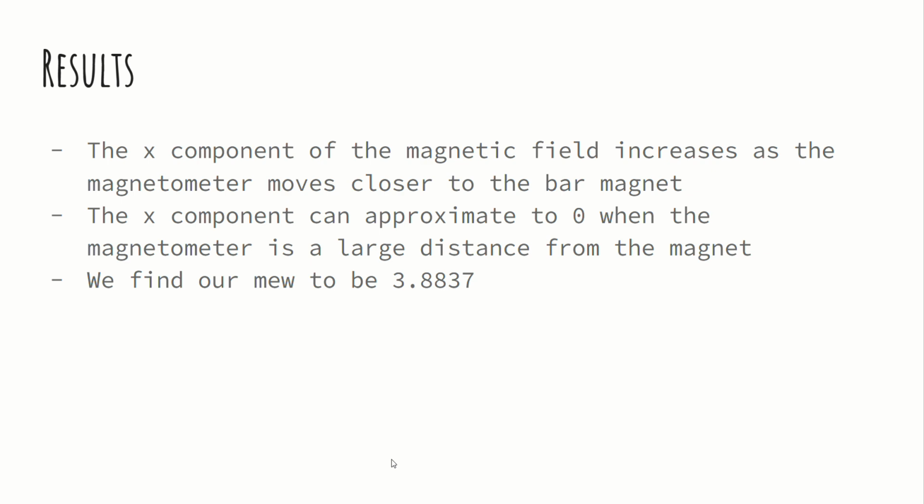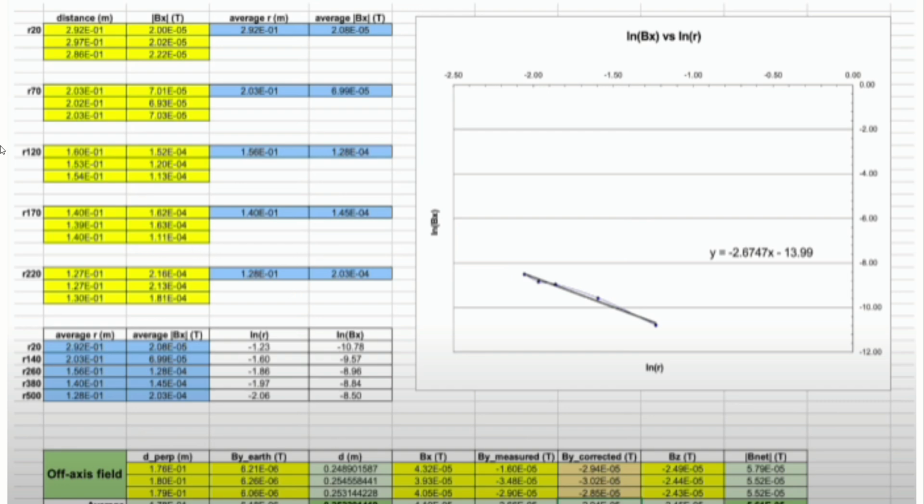Ultimately, our results are fairly straightforward. The x component increases as the magnetometer moves closer to the bar magnet. The x component can be approximated as 0 when the magnetometer is a large distance from the magnet. And we found our mu to be 3.8837, the value I've already told you. This is the spreadsheet that they gave us, plugged in with the results. Here you can see the graph. I apologize for the quality, but this is what it would look like.